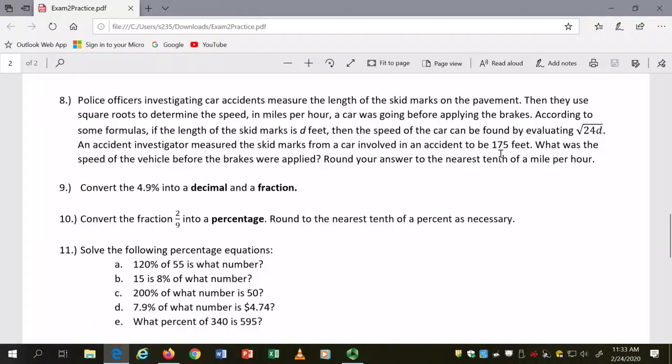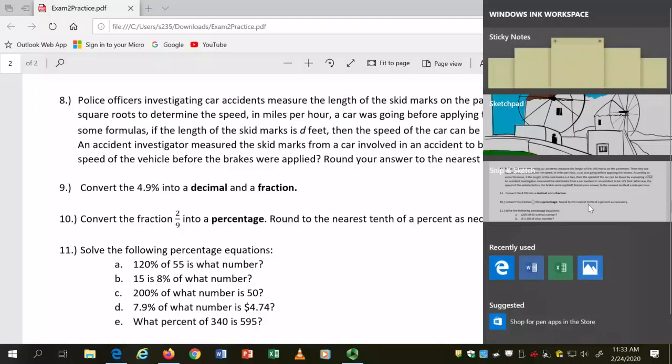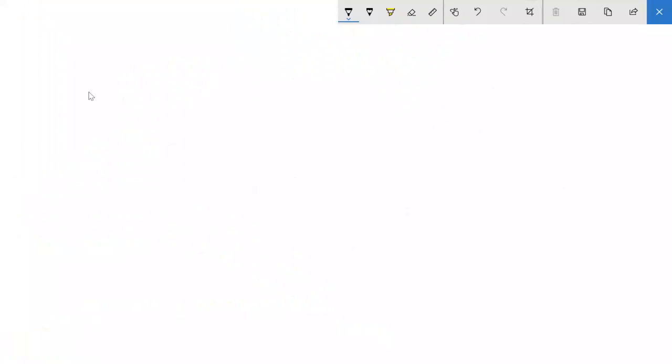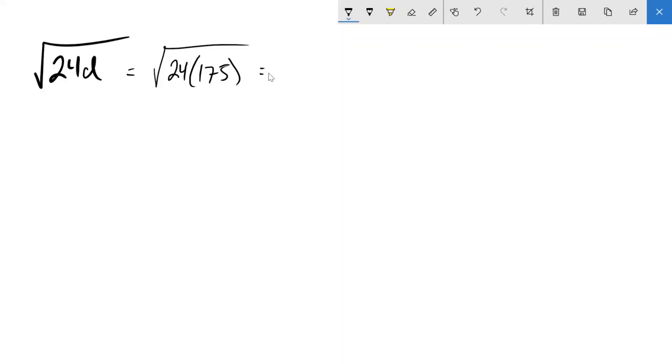In this case, they did one, and it was 175 feet. So that's your D, your distance, or your skid marks. Then you would plug that into the equation, the square root of 24D. So it'd be the square root of 24 times 175. First you would do 24 times 175, which I have no idea what that comes out to be. What does that come out to be? 4,200? Okay. And then you would take the square root of that.